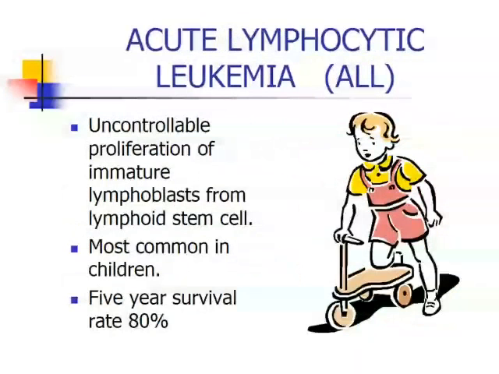Acute lymphocytic leukemia is the uncontrollable proliferation of immature lymphoblasts from the lymphoid stem cell. This is most common in children and has a 5-year survival rate of about 80%. And then you'll learn about care when you get to peds, and you remember patho from last semester.